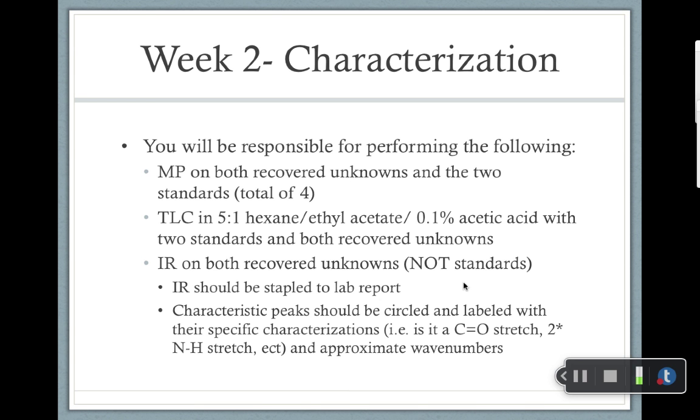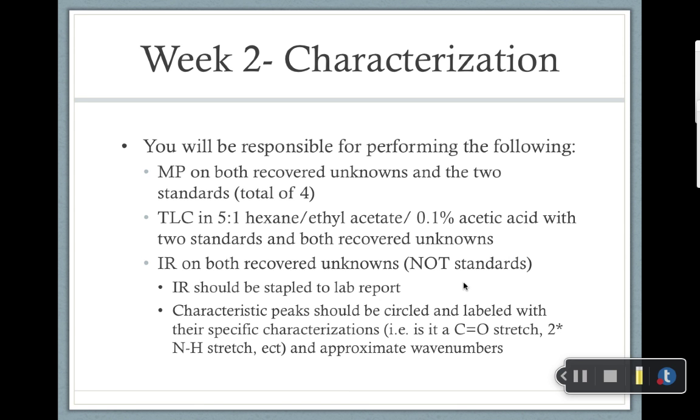Your TLC is going to be performed in 5:1 hexane to ethyl acetate with 0.1 acetic acid. The reason we have the acetic acid is because when you run TLC on a carboxylic acid, you will not get it to move unless you have acetic acid. So that's why that component is in there. You're going to do that on the 2 standards and both of the recovered unknowns. So you should have a TLC plate with 4 spots.